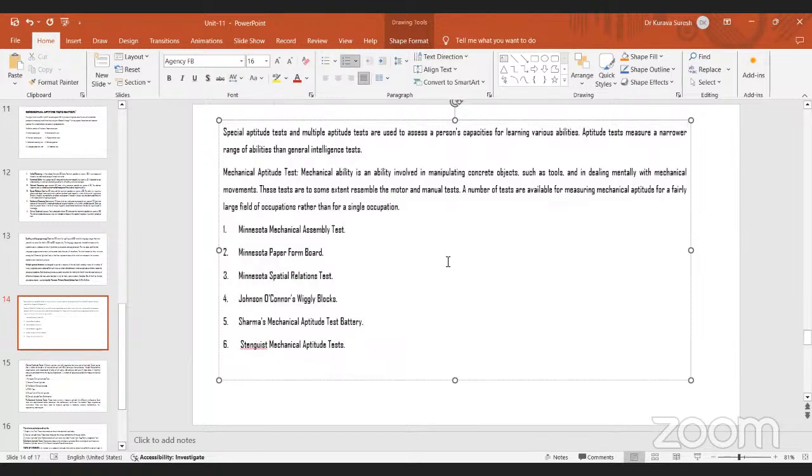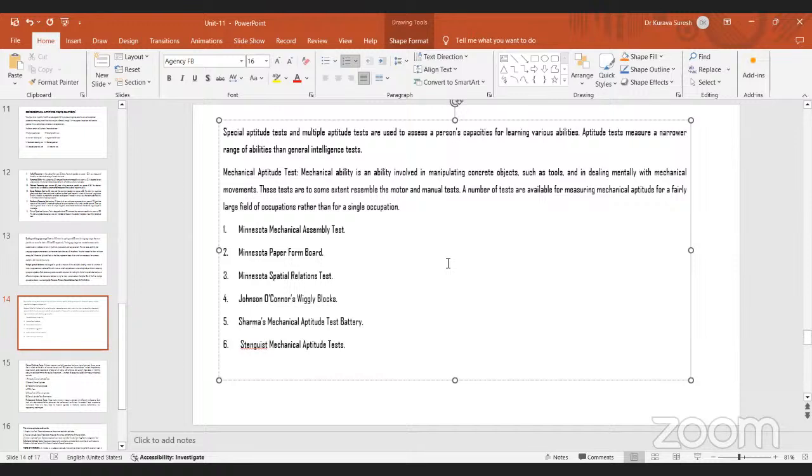Special aptitude tests and multiple aptitude tests are used to assess a person's capacity for learning various abilities. Aptitude tests measure a narrower range of abilities than general intelligence tests. Mechanical aptitude tests measure mechanical abilities of an individual, involving manipulating certain objects such as tools and dealing mentally with mechanical movement. These tests to some extent resemble motor and manual tests.